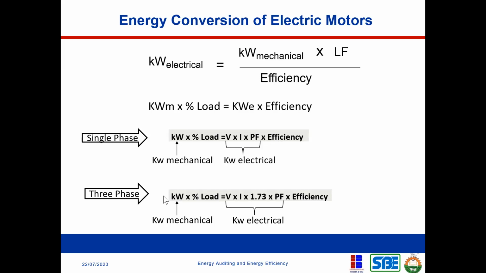Then for three phase, the only thing that has changed here is 1.73, and this 1.73 is the √3. If you do √3 on your calculator, you have 1.73. So either you use 1.73 or you use √3, and this is for three phase. So this is for single phase, this is for three phase. Please note these two formulas. Very, very important.